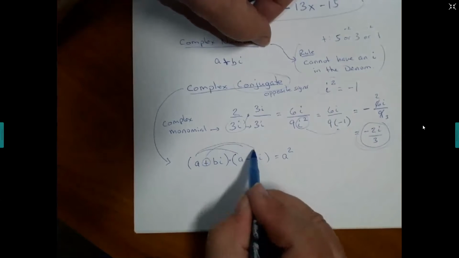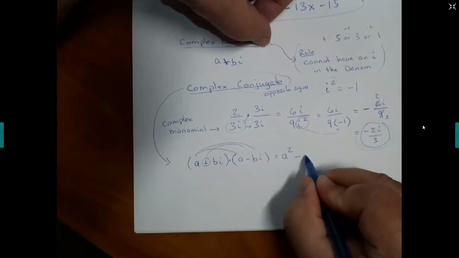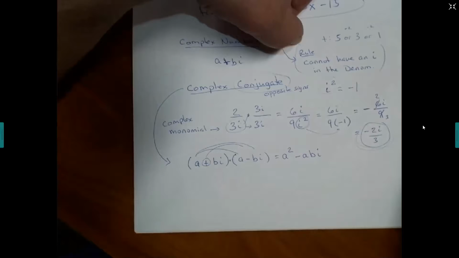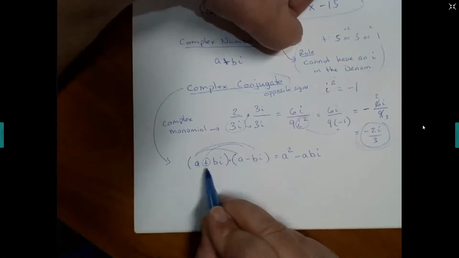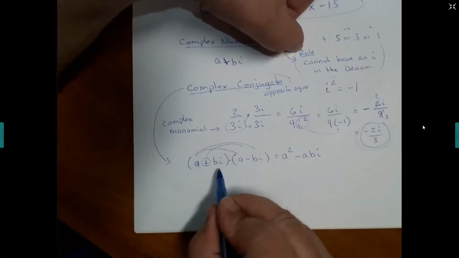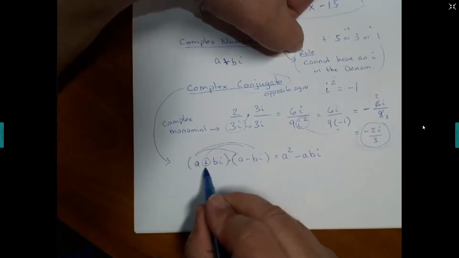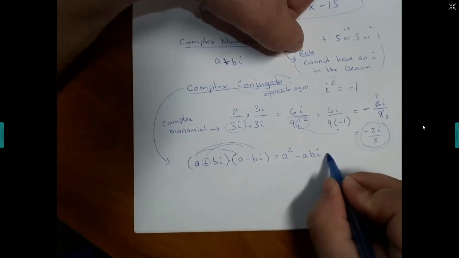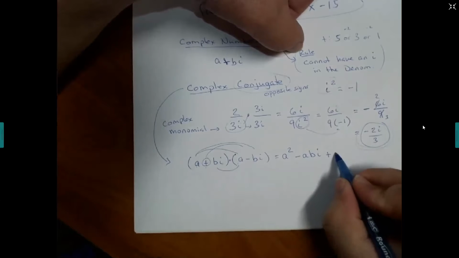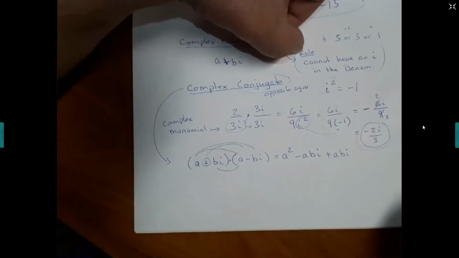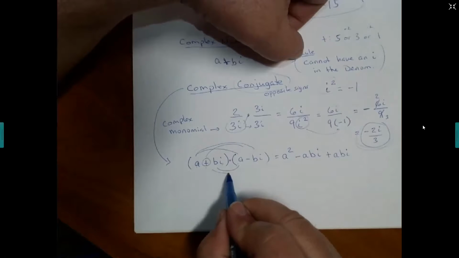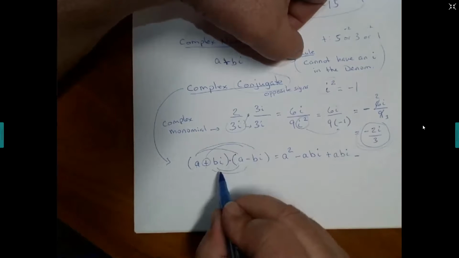A times negative BI is negative ABI. Positive times negative is negative. A times B times I. That does it for the first one. Now the second one. Positive times positive is a positive. BI times A is ABI. Positive times negative is a negative.